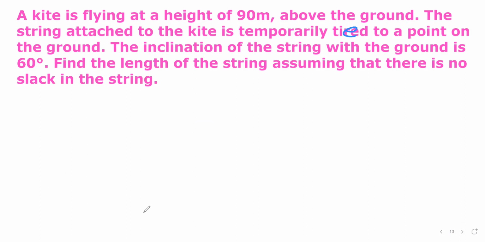Okay, so now, so we'll say that slack in the sense like this. So slack means like this. There is no slack. So we have to imagine that there is no slack.